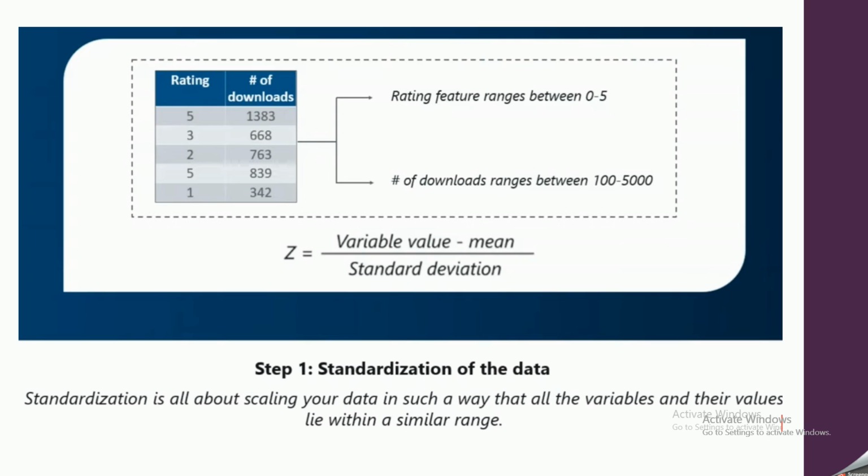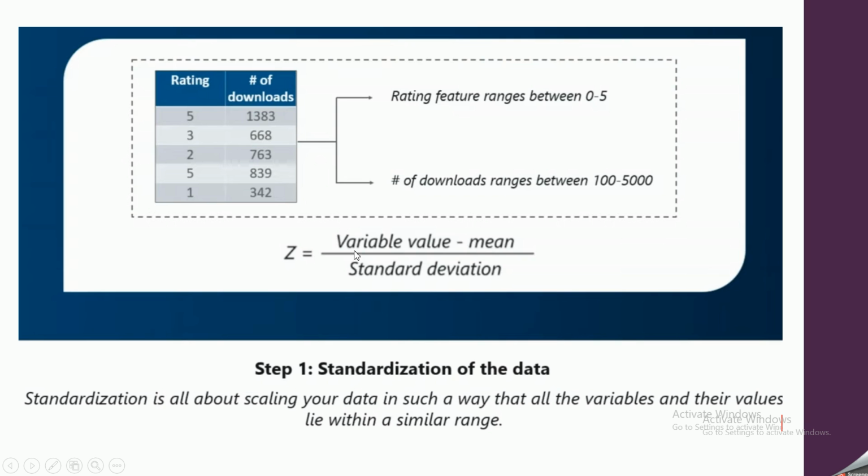The first step is standardization of the data. Standardization is all about scaling the data in such a way that all the variables and their values lie within a similar range. In this example, the rating feature lies in the range of 0 to 5, whereas the number of downloads feature lies in the range of 100 to 5000. If I use this data as it is, then the number of downloads feature becomes more dominant as compared to the rating feature, because its range is comparatively larger. So it will provide a biased output, and we are not interested in training our model in a biased manner. That is why data standardization is essential.